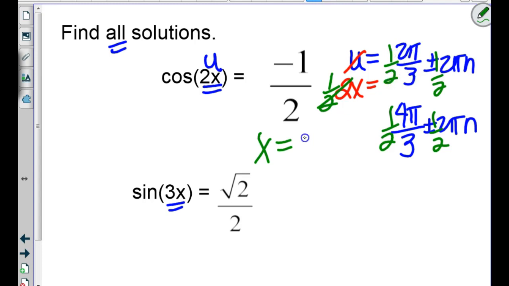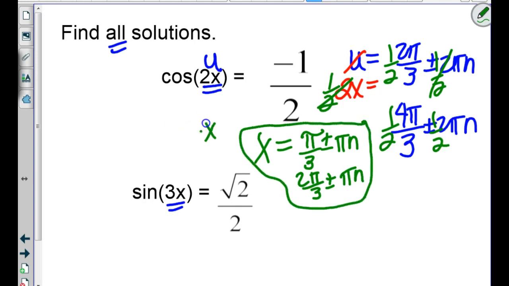2 over 6, which would reduce to 2, 6 reduces, yes, use your calculator, guys. Plus or minus, what happens back here? Yeah, 1/2 of 2 pi n is just pi n. And down here, 1/2 of 4 pi over 3 would be 4 over 6, or 2/3. And 1/2 of 2 pi n would just be pi n.